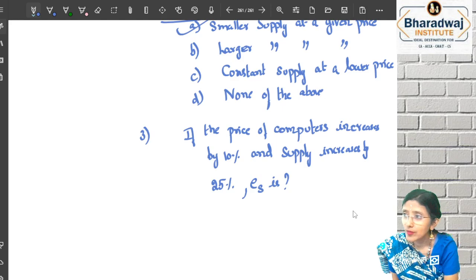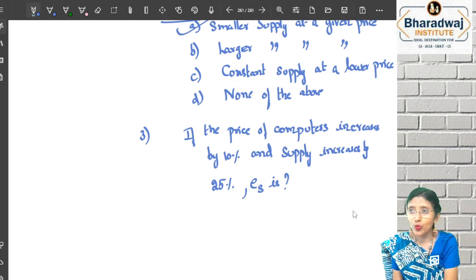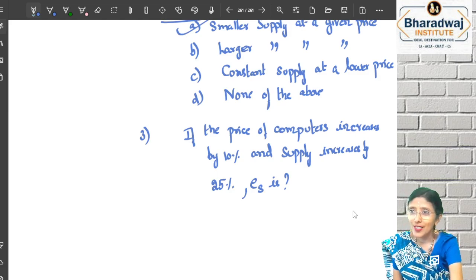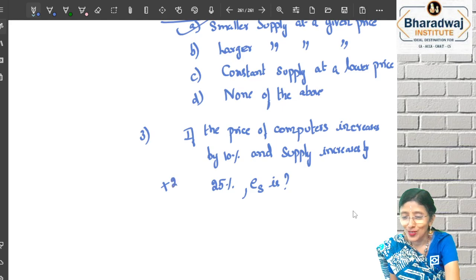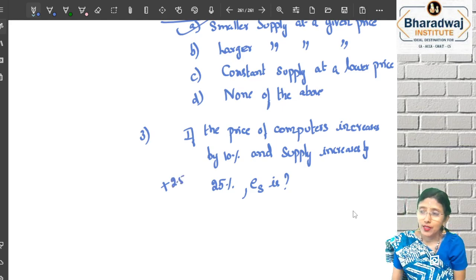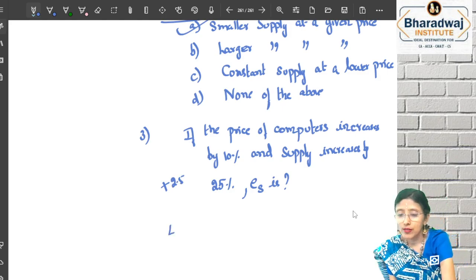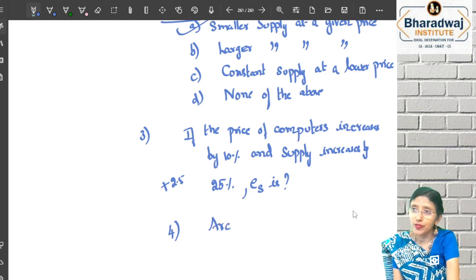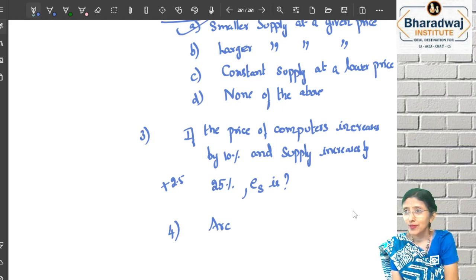Answer is plus 2.5. How many of you got it? Plus 2.5. Yes? Whole class. Okay, fine. Now write down the arc formula in words. Arc formula for elasticity of supply. It is the same; you have to put the subscript.